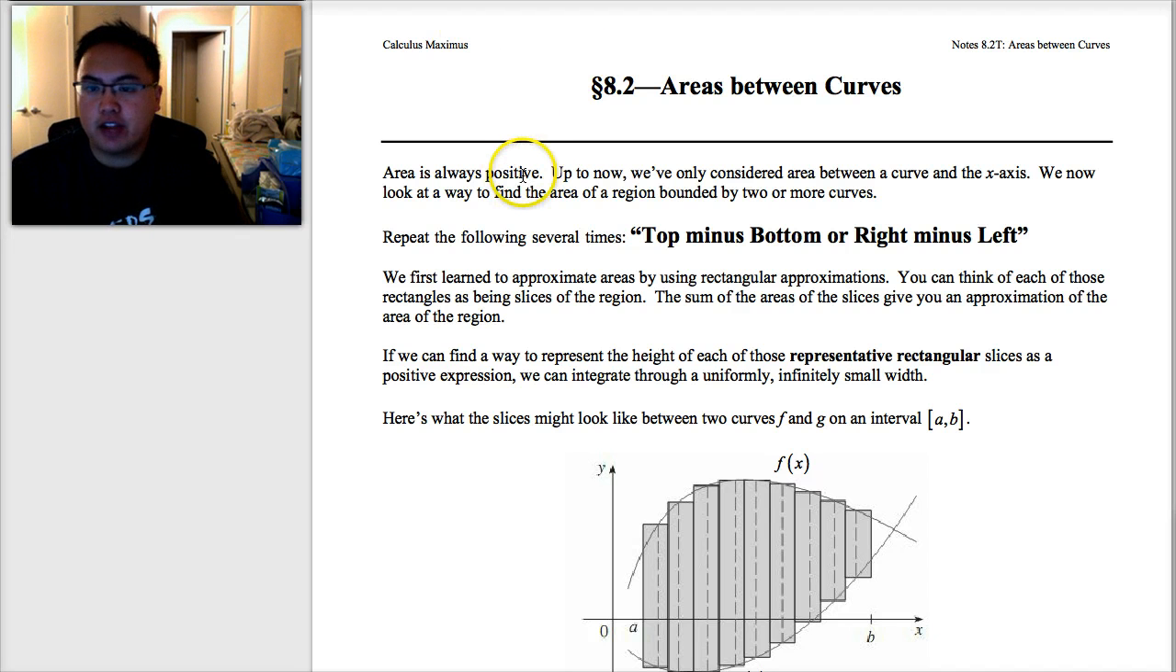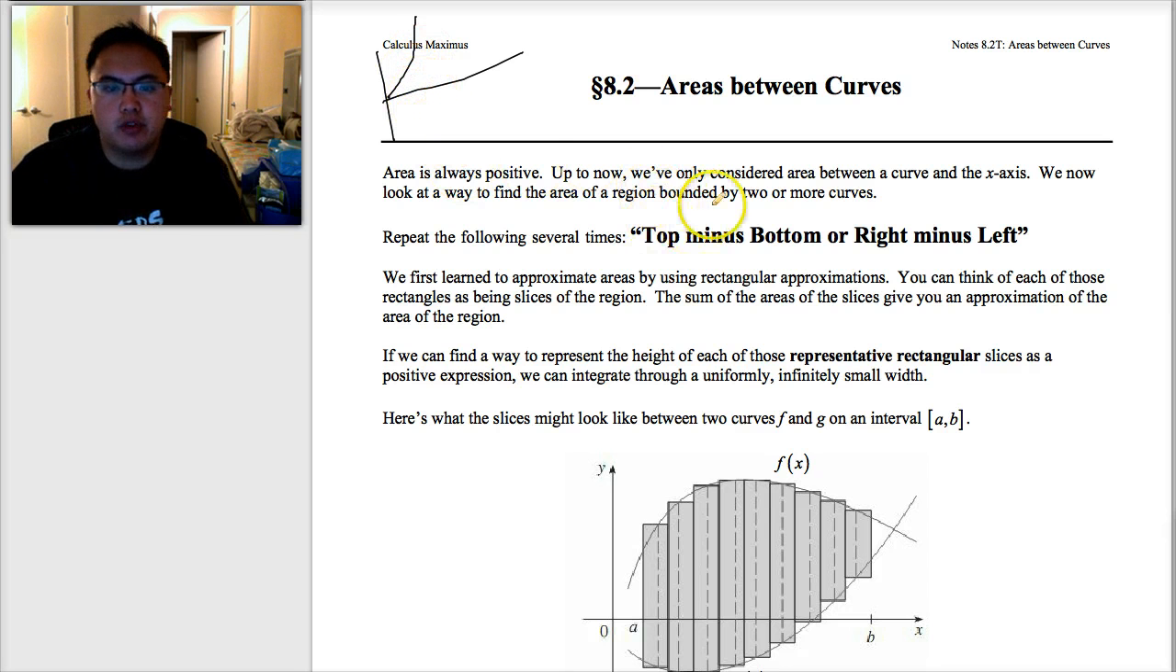So, different kind of notes. I'm going to read this with you guys. It says area is always positive. Up until now, we've only considered area between a curve and the x-axis. So every time we take the integral, remember, if I drew any graph, when I took the integral, I made little rectangles, and I tried to make as many, infinitely many rectangles underneath this curve. That's how I found the integral.